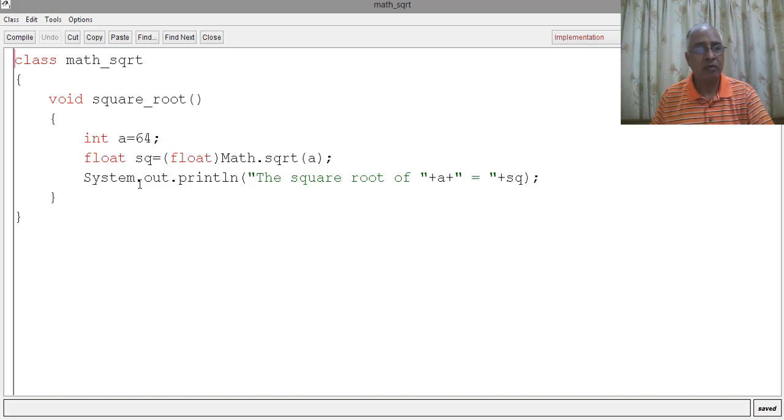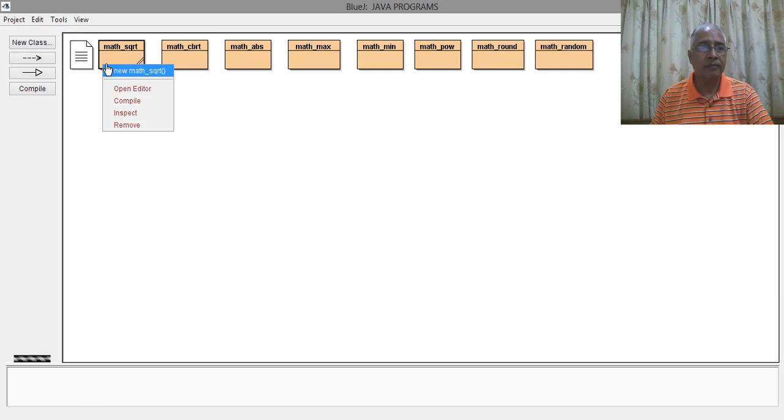And we have a System.out.println. In this we have the square root of a is equal to sq. Now this is the formatting of the output. This output will give you the desired result in the formatted form. So when we compile this program, we get no syntax errors. We close this program. Now we make the object.